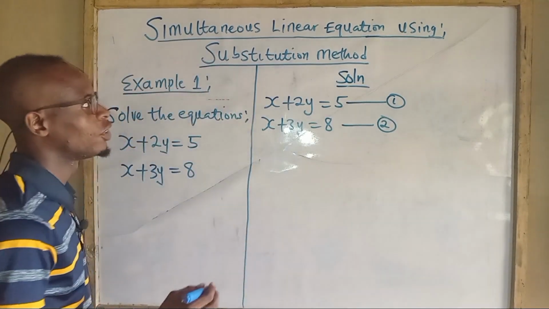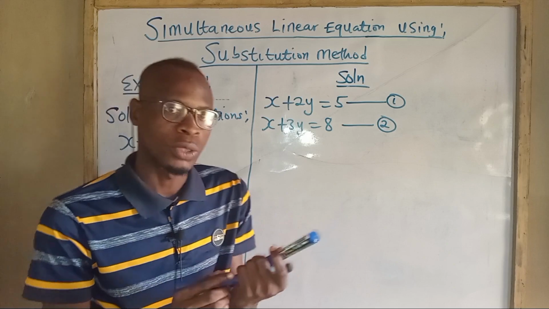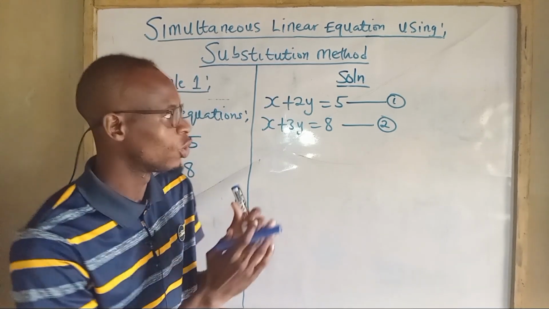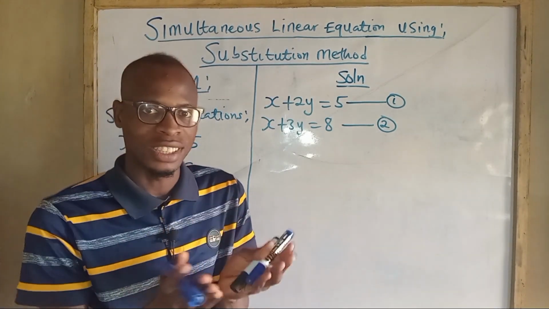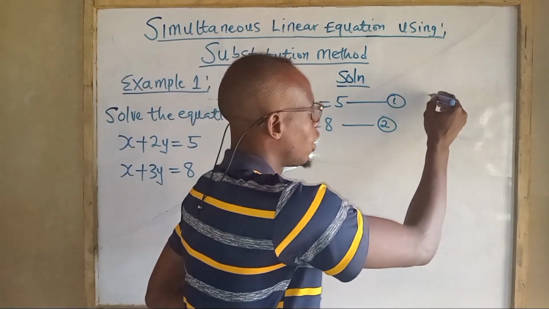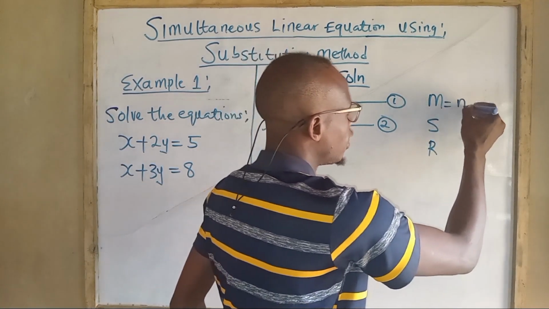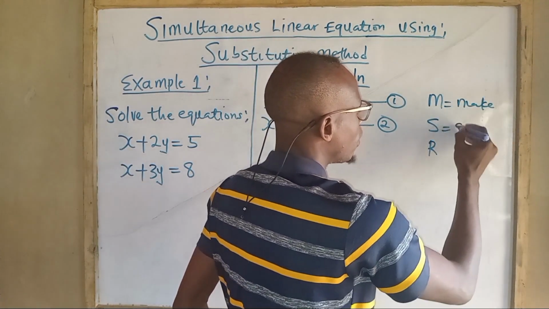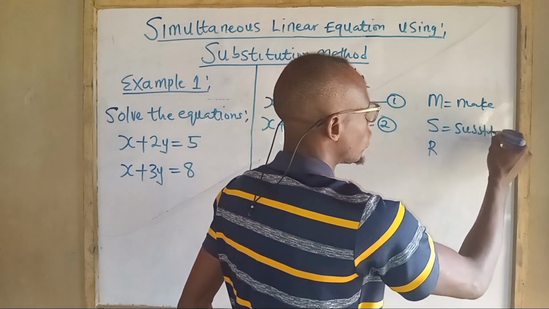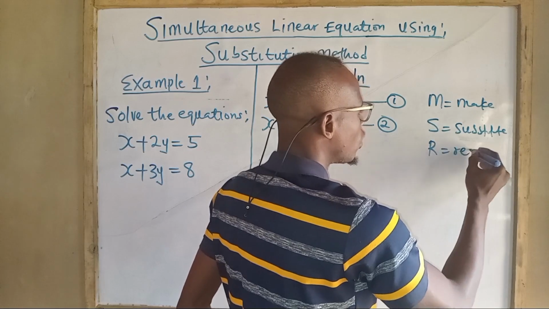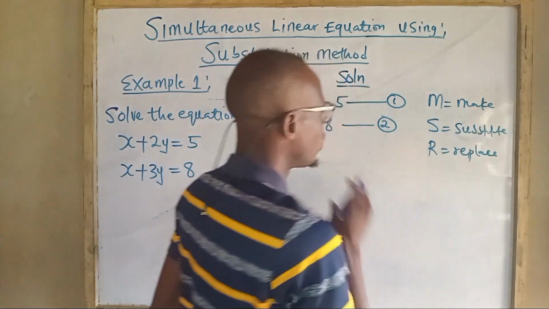Since we are applying the substitution method, I'd like to give some basic steps, the criteria that you will find very easy to solve with. The steps I normally use are M, S, R, where M represents make, S represents substitute, and R represents replace. With these steps, you are good to go.